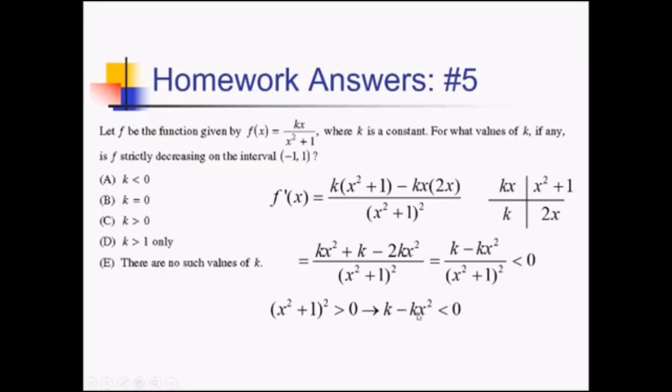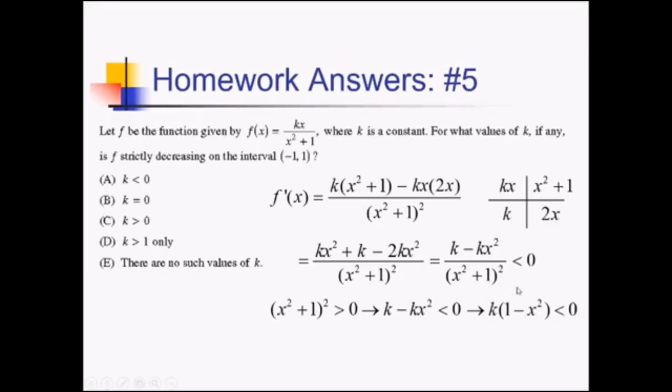Well, if you look at these two terms, they both have a k in them, so I'm going to factor a k out of this. That's going to be a k on the outside and a 1 minus x squared on the inside. And now if I look at this, in order to be negative, one of these things has to come out negative. We don't know what k is.